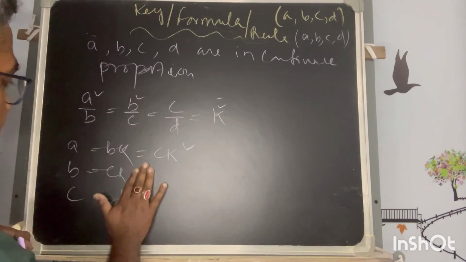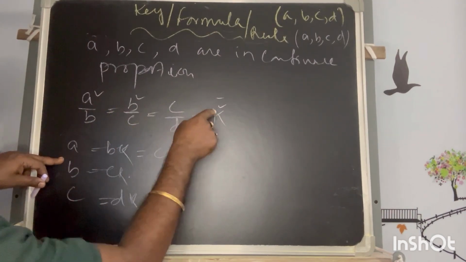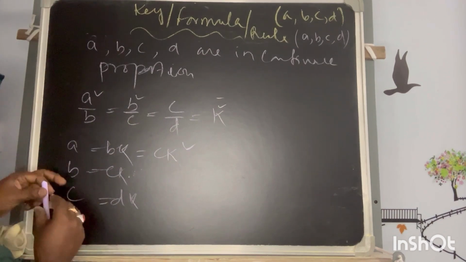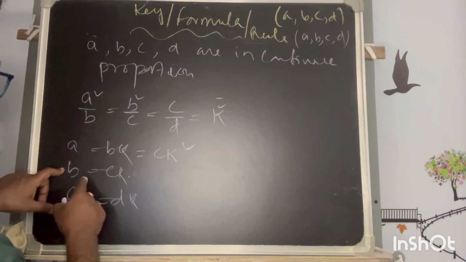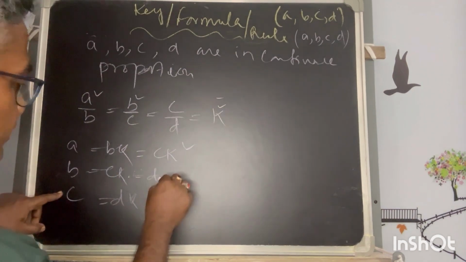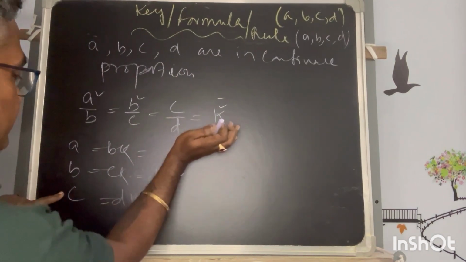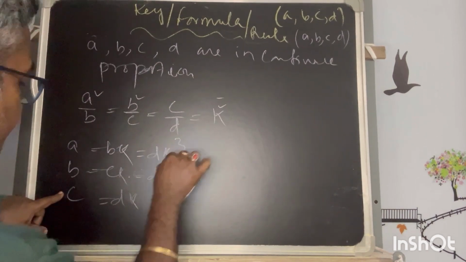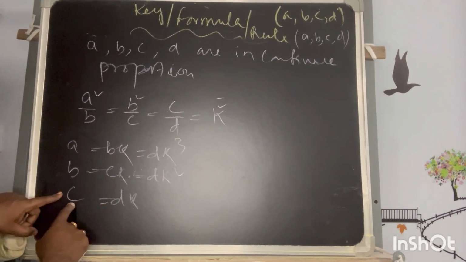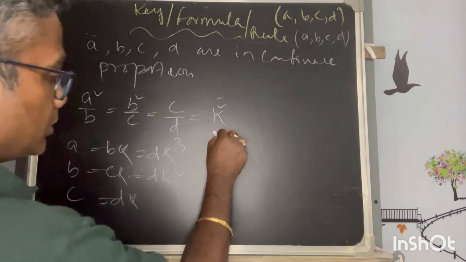Sorry, what I did: a is equal to bk, instead of b I am putting ck, so ck square. b is equal to ck from this relation, and c is equal to dk. Now b, if I put here, it is dk square. Now c is equal to dk, isn't it? So ultimately, if I put a in terms of d, it is dk cube, b is equal to dk square, and c is equal to dk.